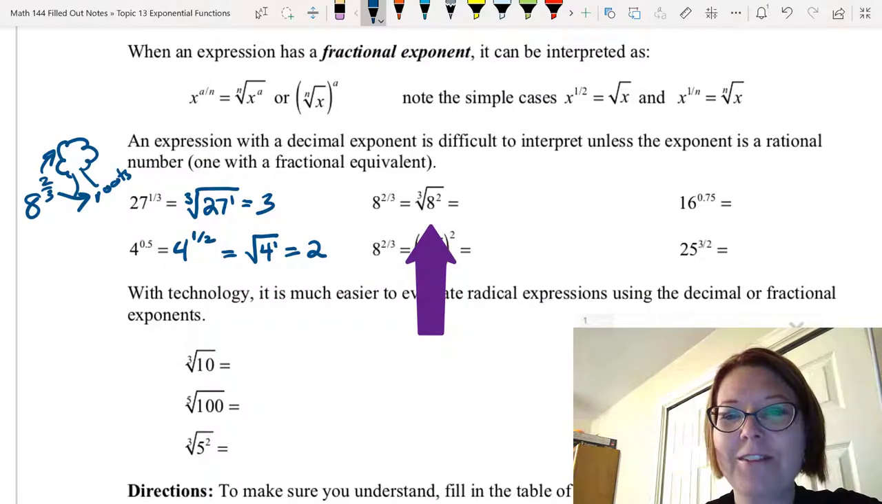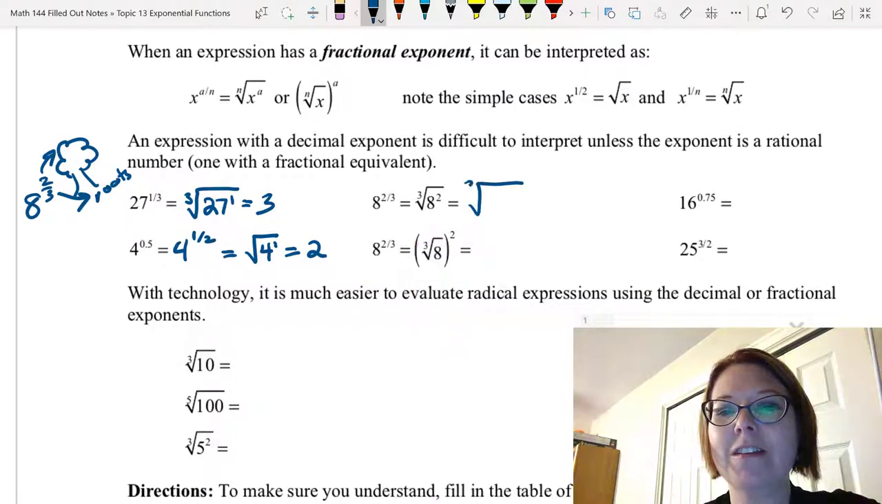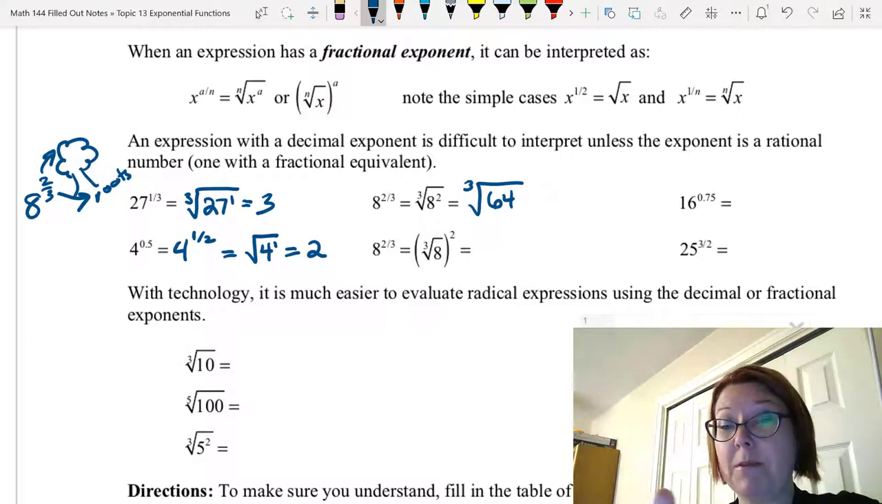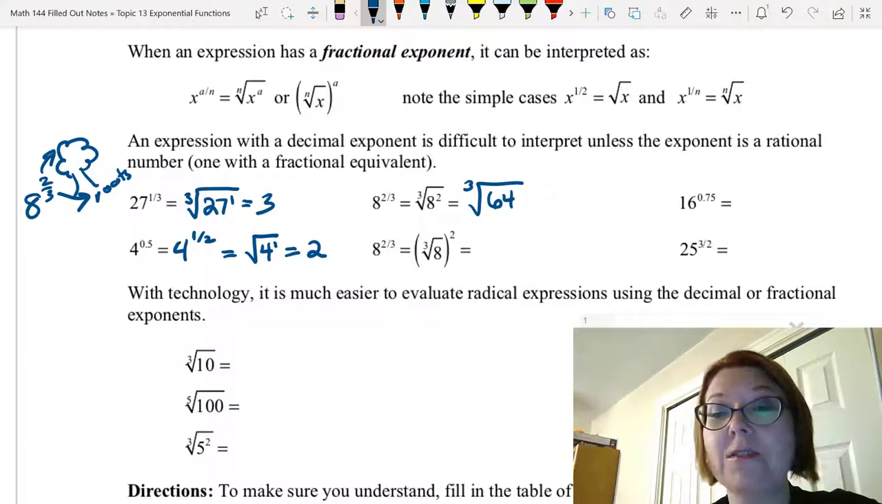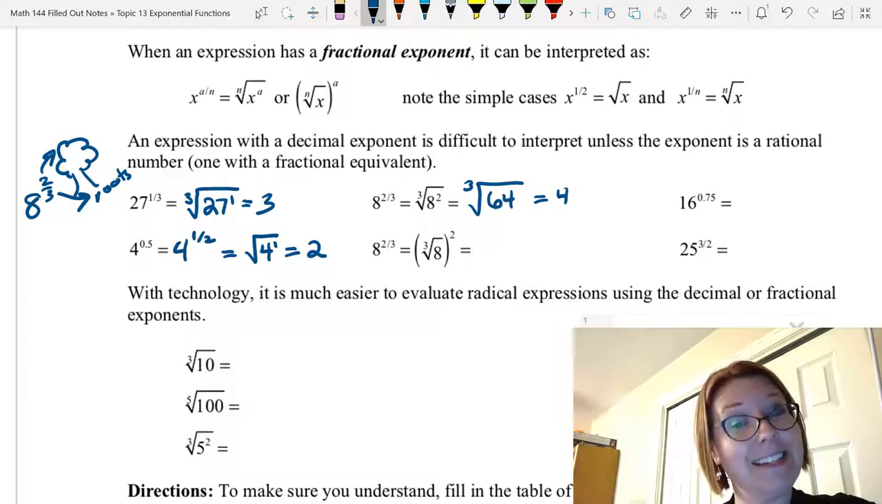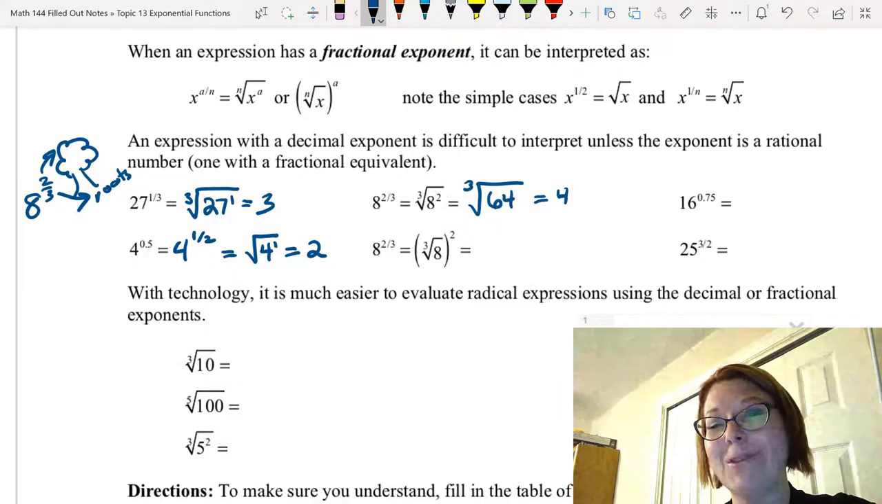So let's do the 8 squared first. That gives us the cube root of 64. So now we need to think of a number when multiplied 3 times gives us 64. And the answer is actually 4, because 4 times 4 is 16. 16 times 4 is 64. Tricky, huh? It's actually easier in the other way.